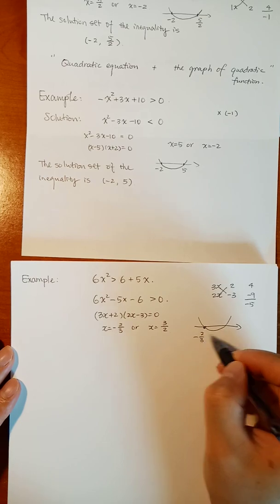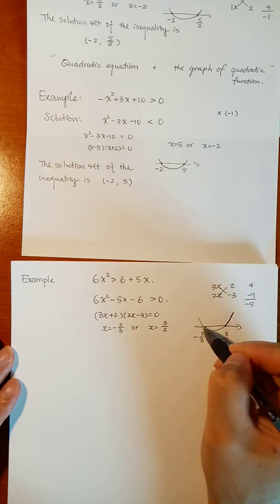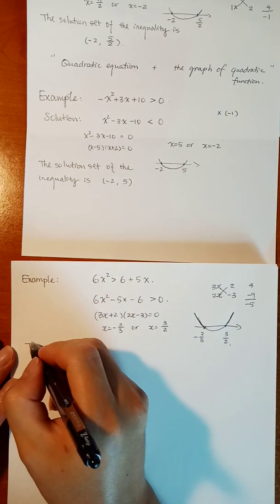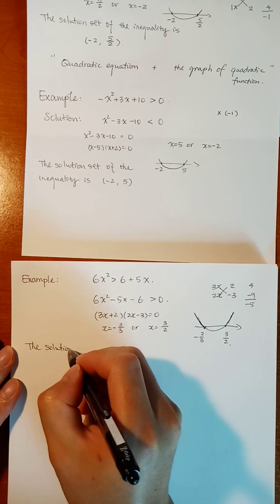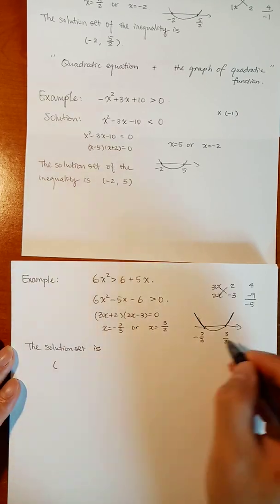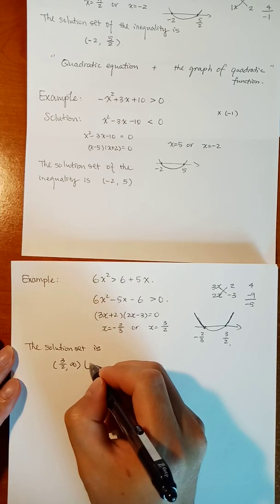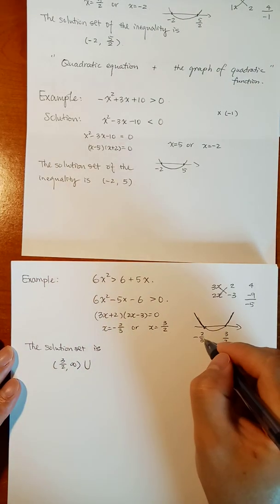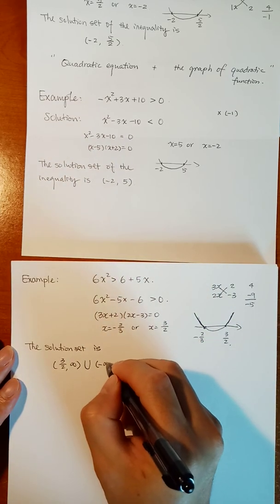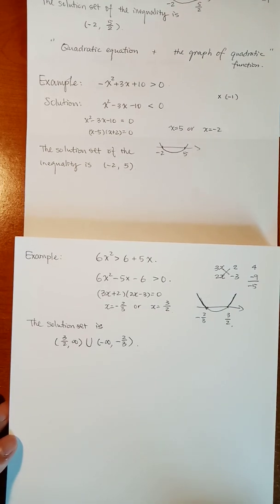So -2/3, 3/2. We want it to be greater than 0, so we're going to choose either this part or this part. So the solution set is x greater than 3/2, 3/2 and above, or, using this union symbol, x is less than -2/3. Right? This is the answer. Okay? So it's not very bad, right?